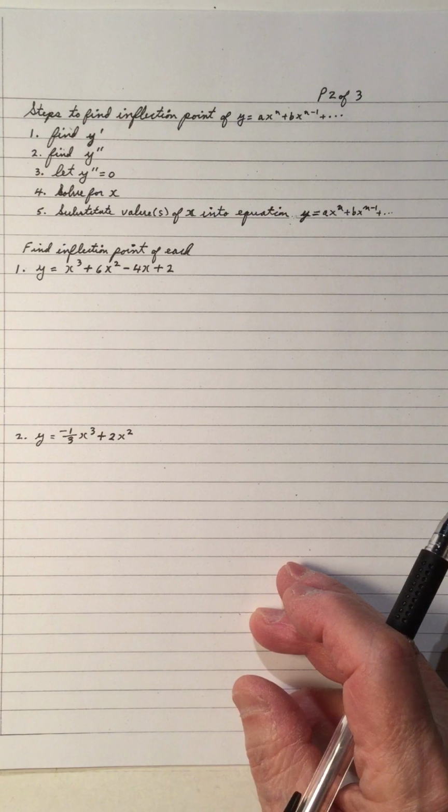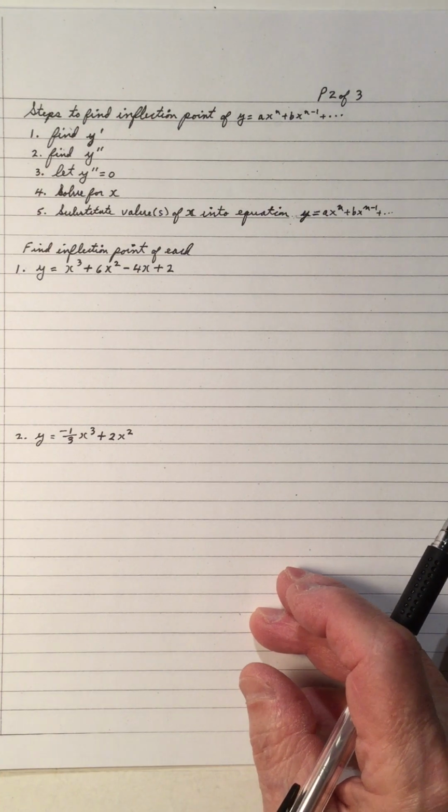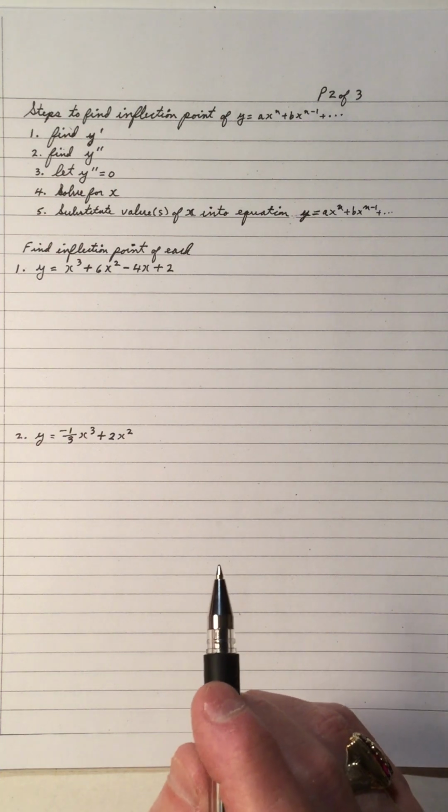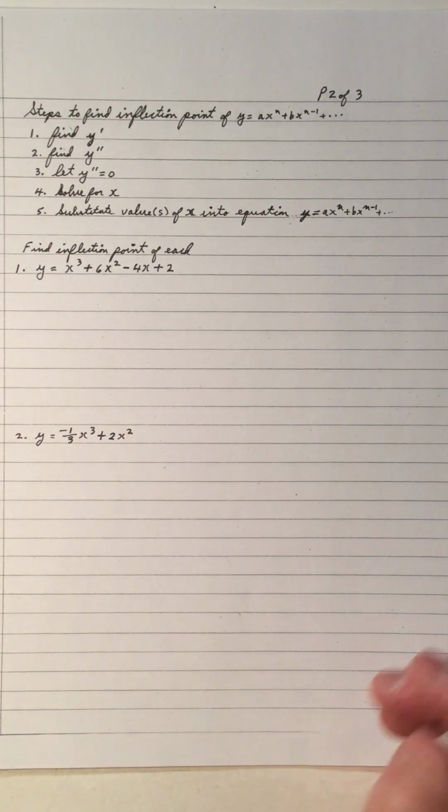The inflection point is a point where the concavity of the polynomial changes from going up to going down. So positive concavity opens up and negative concavity opens down.